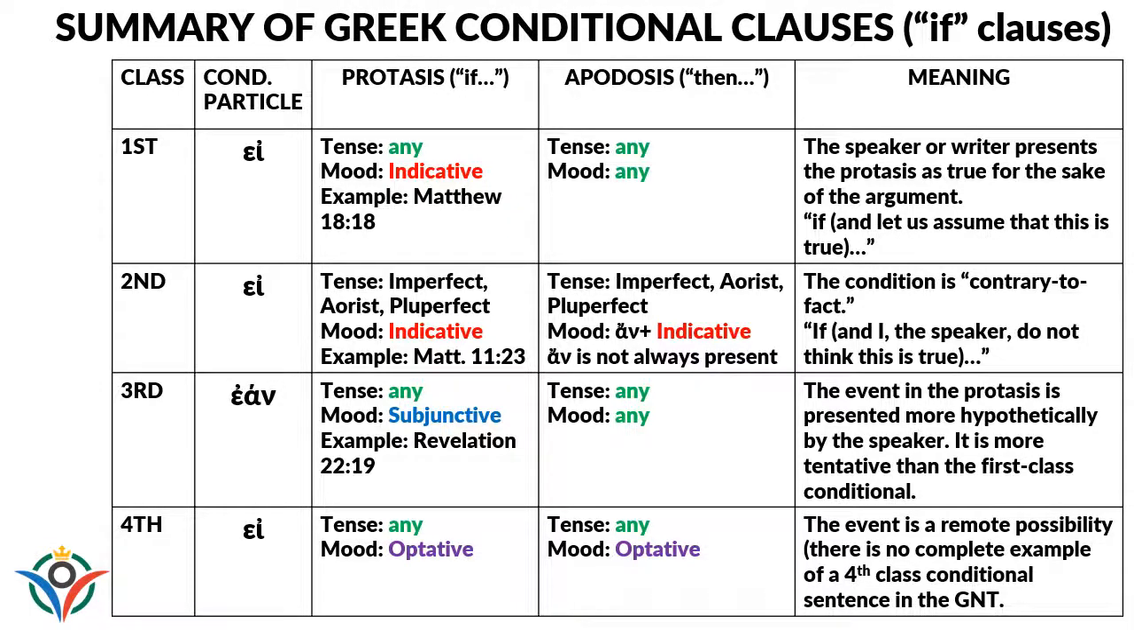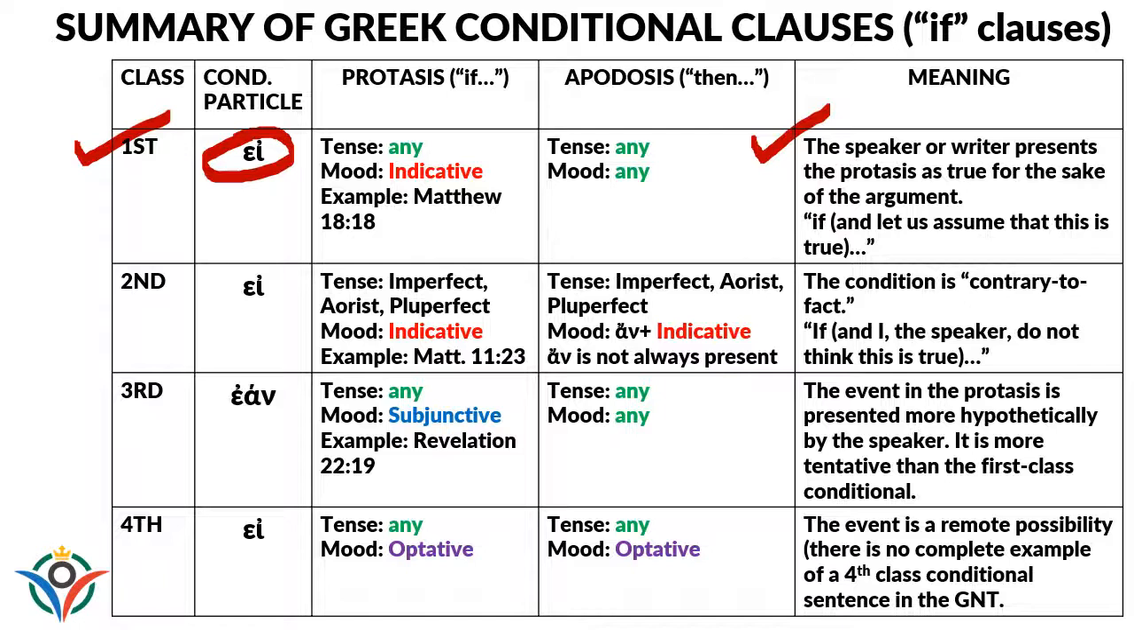So let's take a look at a summary of the Greek conditional clauses, the if clauses. As I mentioned to you earlier, there are four classes. So the first class is marked by the conditional particle ei. Then regarding the protasis, the tense is any, the mood is indicative, and an example is Matthew 18:18. And then the apodosis, the tense and the mood can be any. And then the meaning of the first class conditional clause is this: the speaker or writer presents the protasis as true for the sake of the argument. So if he says if, what he means by that is, let us assume that this is true.